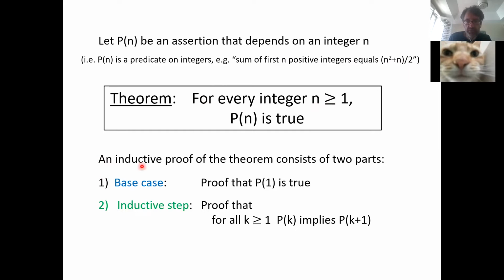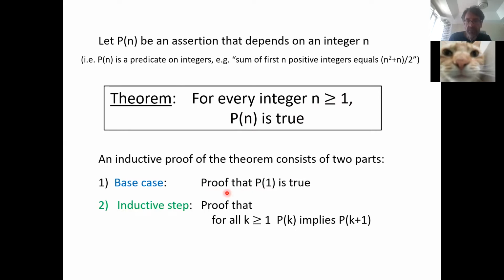Well, you can prove it by induction. The inductive proof of this statement would consist of 2 parts. First, the base case. Look, the first integer for which we have to prove this is n equal 1. We're going to isolate this as a special case, the smallest integer for which we want to prove this. So this will be the base case. We'll prove that P of 1 is true. Namely, this predicate holds for n equal 1.